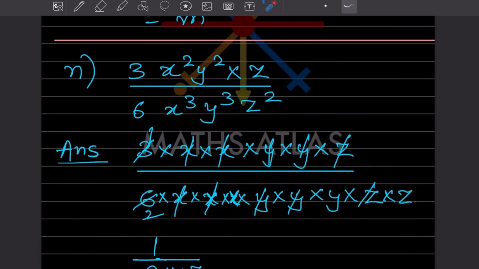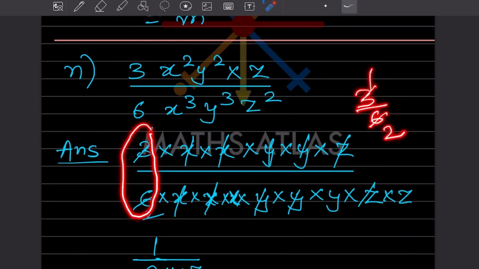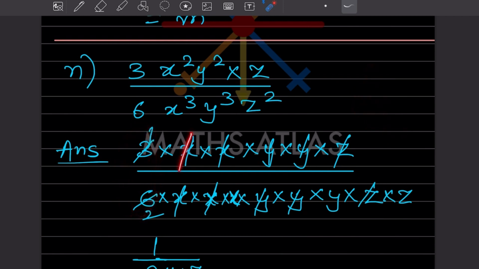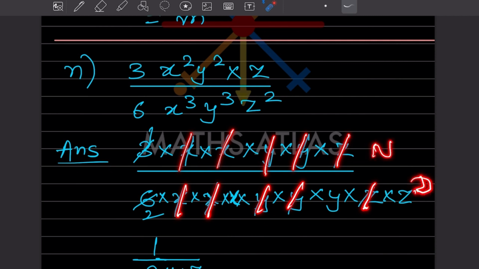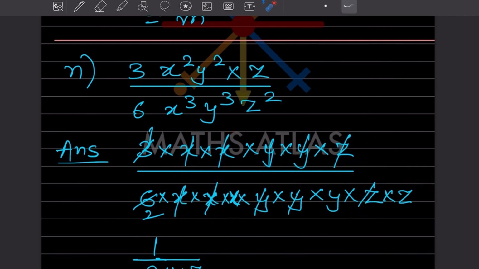Now first look at the coefficient. When you write 3 divided by 6, over 3 ones are, and this is 2. Then what cancels out? This x and x get cancelled, y and y get cancelled, and z and z get cancelled. This is the numerator and this is the denominator, right? In the numerator nothing remains, which means you have to write 1. In the denominator you have 2, and x, y, and z. So this is x, y, z.